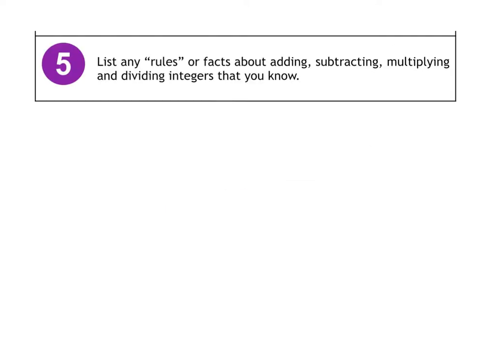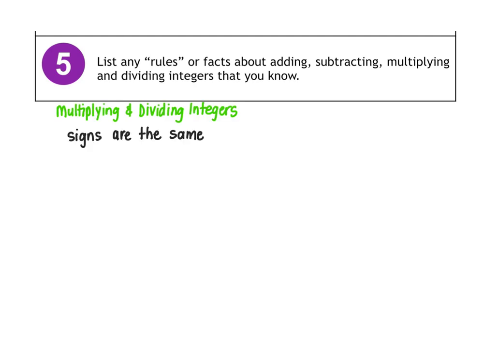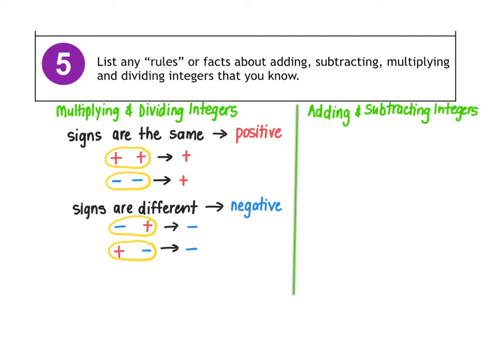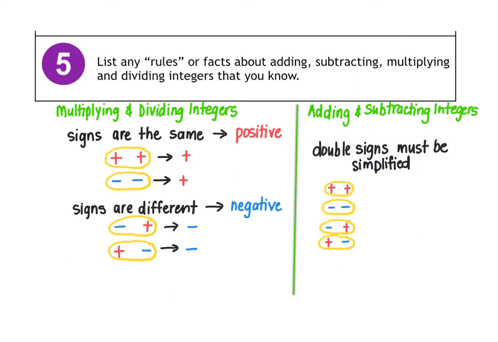In terms of our rules or facts for adding, subtracting, dividing, and multiplying integers, we know that the rules for multiplying and dividing involve if signs are the same, both positive or both negative, we're going to get a positive answer. If the signs are different, one is negative and one is positive, or vice versa, we're going to get a negative answer. In terms of adding and subtracting, we've seen that if there are double signs, we're going to need to simplify them using the multiplication or division rules.